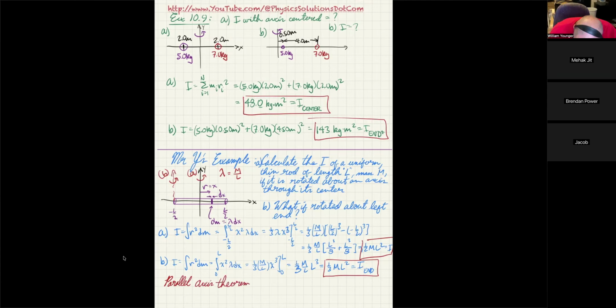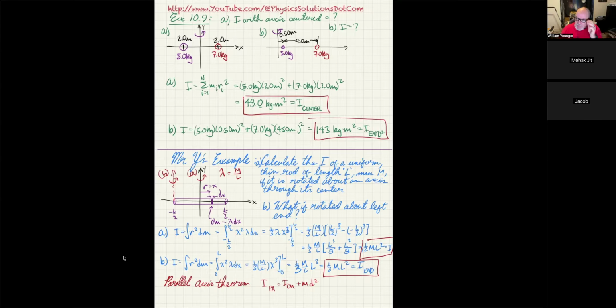And the parallel axis theorem says that the moment of inertia about a parallel axis is equal to the moment of inertia about the center of mass plus m times d squared, where d is the distance between the center of mass and the new rotation axis. So I'm just going to use that formula real quick and see if we get the same thing.